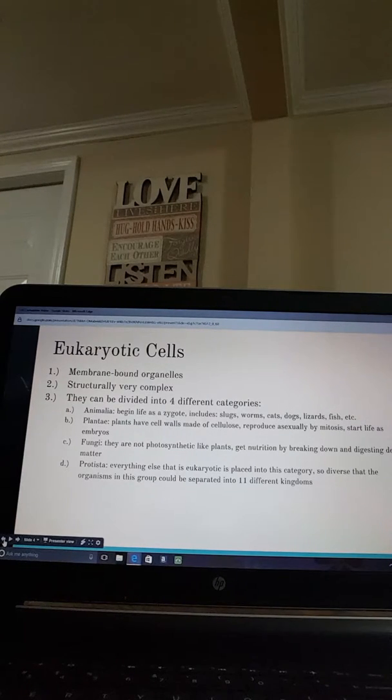They kind of end up being the dumping ground for cells that don't fit in the other categories. So it makes one think how many categories we really would have if they actually did separate them and decide to give each cell in the Protista their own category.